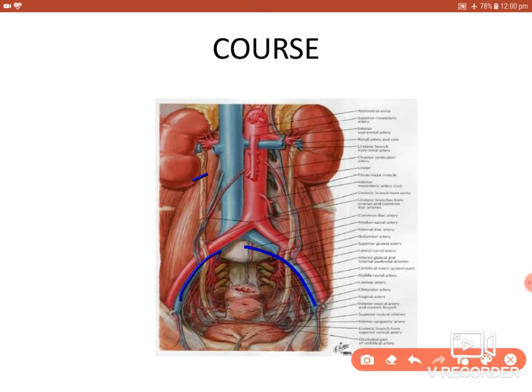These are the gonadal vessels. In case this is a female pelvis, you can see the uterus there, so there is the ovarian artery and ovarian vein. In males, there is the testicular artery and testicular vein. We can use the term gonadal vessels. So that is about the course of the ureter.